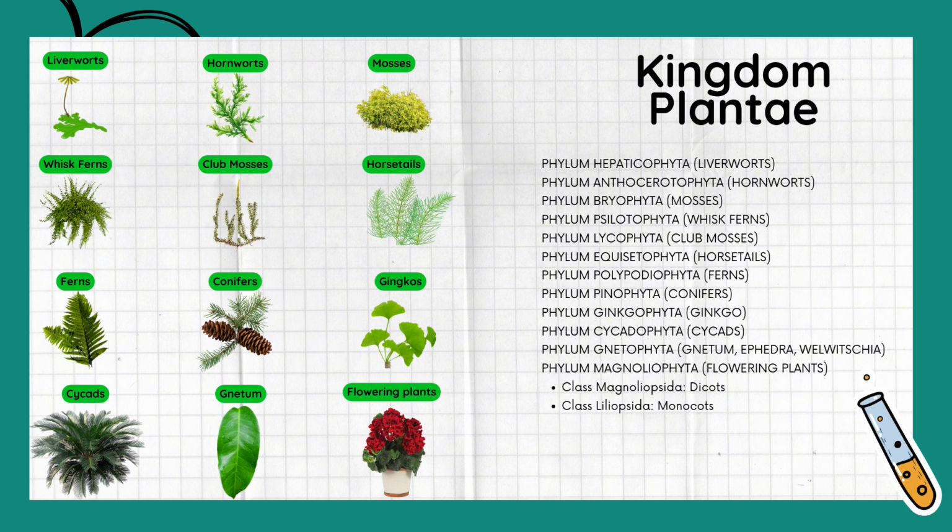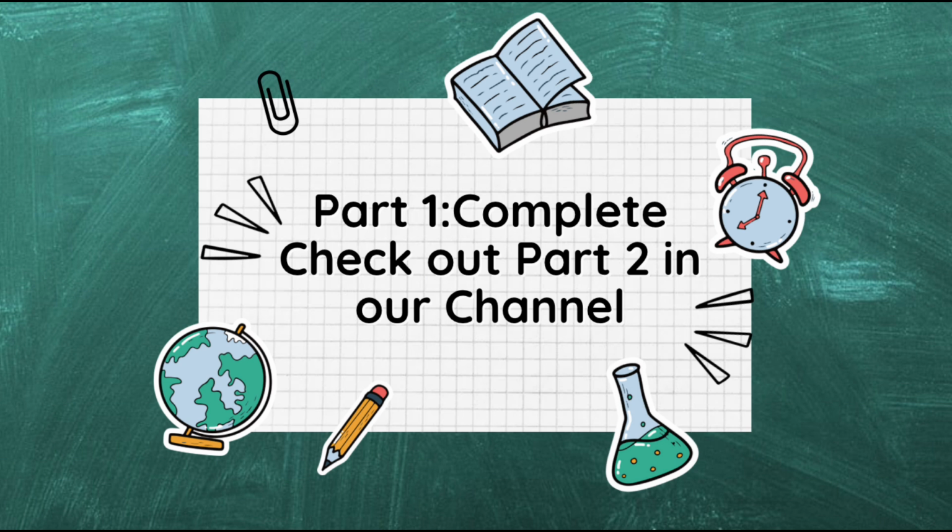Finally, flowering plants are plants that bear both flowers and fruits. They can reproduce both sexually and asexually. These plants have two classes: class Magnoliopsida or dicots, and class Liliopsida or monocots. That's it for part 1 of our lecture.